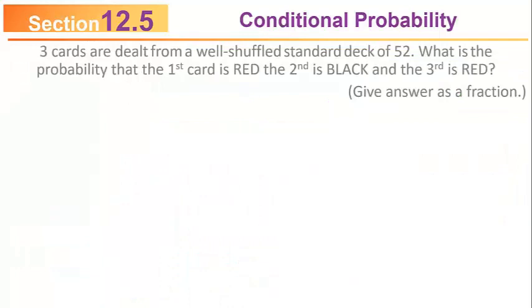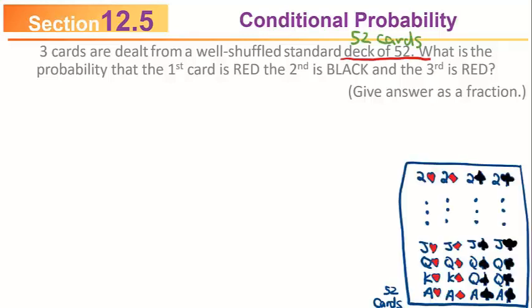How about this one? 3 cards are dealt from a well-shuffled standard deck of 52. What is the probability that the first card is red, the second card is black, and the third is red? And give your answer as a fraction. Remember, 52 cards in the deck.